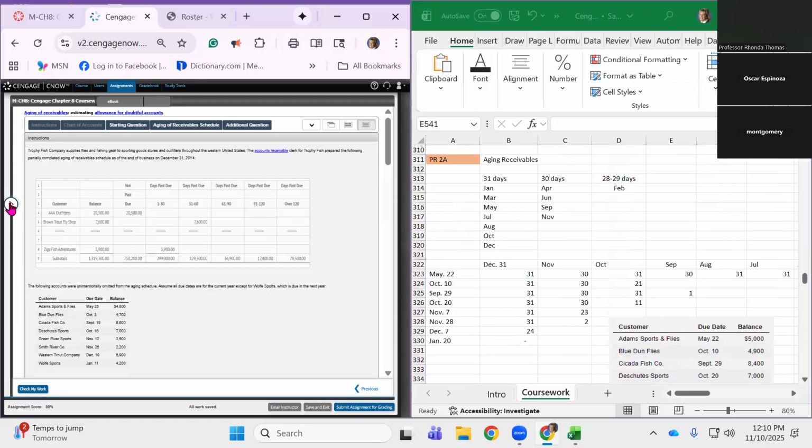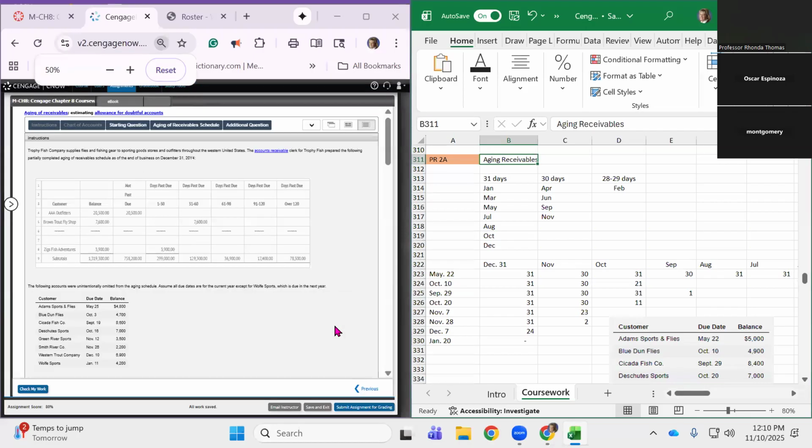Okay, so this is 2A. So we're talking about aging the receivables. We are at the end of the year, December 31st. The Trophy Fish Company supplies flies and fishing gear to sporting goods stores and outfitters throughout the United States. The accounts receivable clerk prepared the following partially completed aging of receivables method as of the end of business on December 31st, 2004. The following accounts were unintentionally omitted.